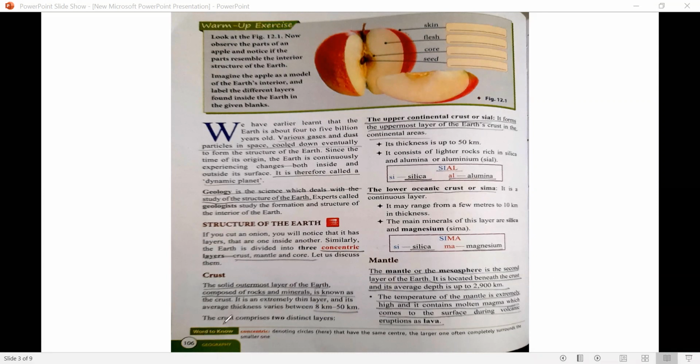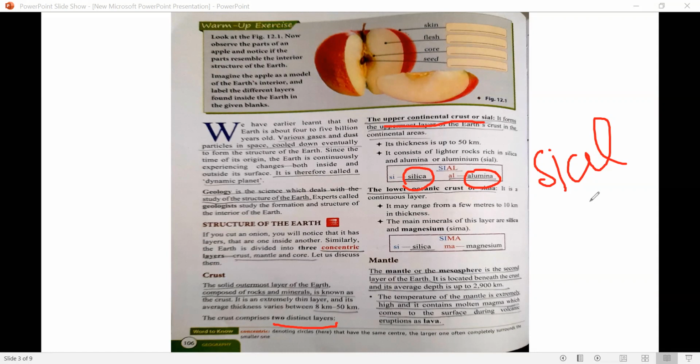So the crust comprises two distinctive layers. The two distinctive layers are the uppermost continental layer, which we can call Sial. Now why is that? Sial is actually made of silica and aluminium. We can say that it is rich in these elements. So the upper continental crust is rich in Sial.